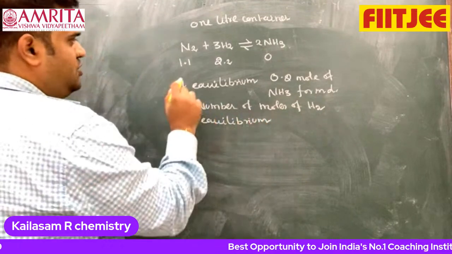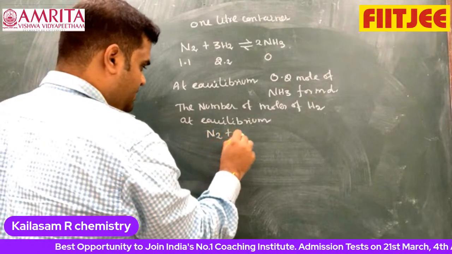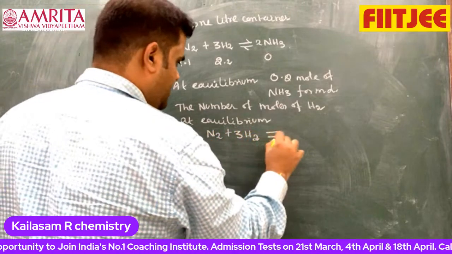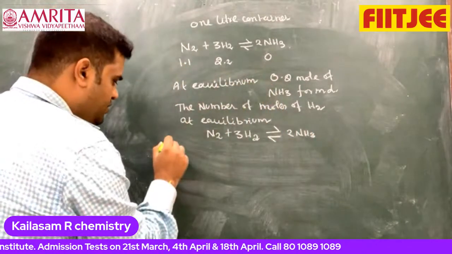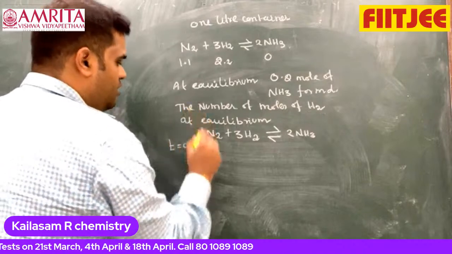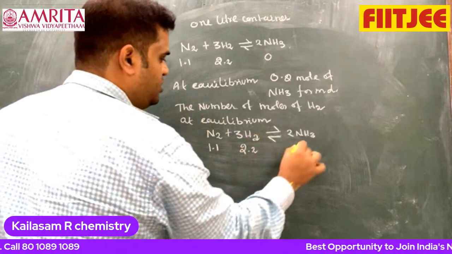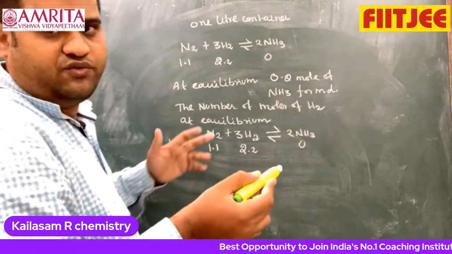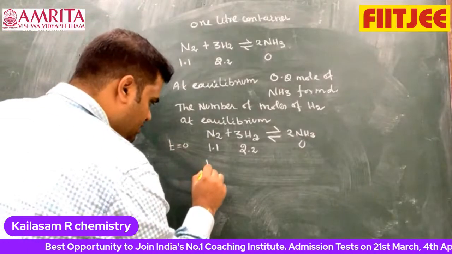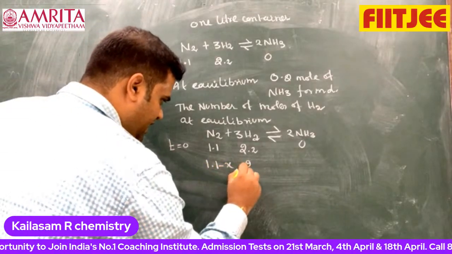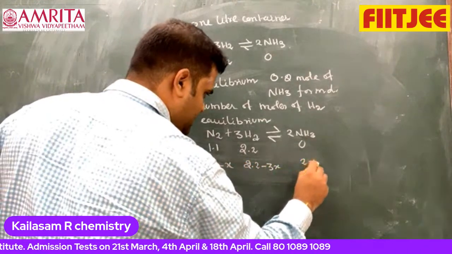How to find it? Listen to me. Write the equation again. I'm writing N2 plus 3H2 equilibrium 2NH3. The given initial information is, when t is equal to 0, 1.1 mole of N2 and 2.2 mole of H2. There is no ammonia when time is equal to 0. At equilibrium, you can write 1.1 minus x, 2.2 minus 3x, and this is 2x.